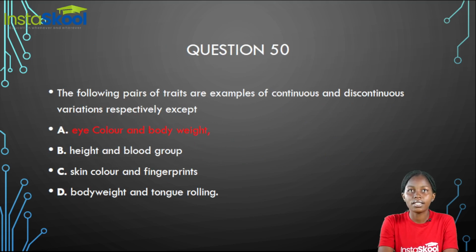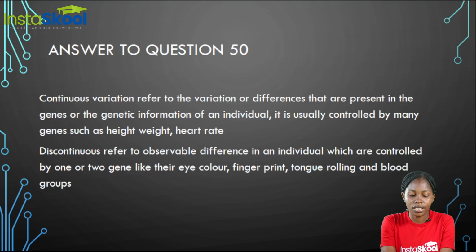Question 50 says, the following pairs of traits are examples of continuous and discontinuous variation respectively, except dash. Now, when we talk of continuous variation, this is the variation or the differences present in the genetic information of an individual. Usually, these variations are controlled by many genes. Some examples are height, weight, and heart rate.